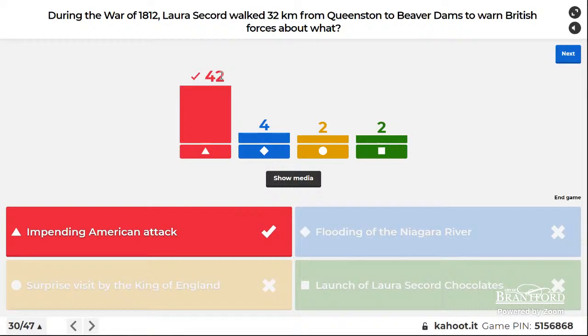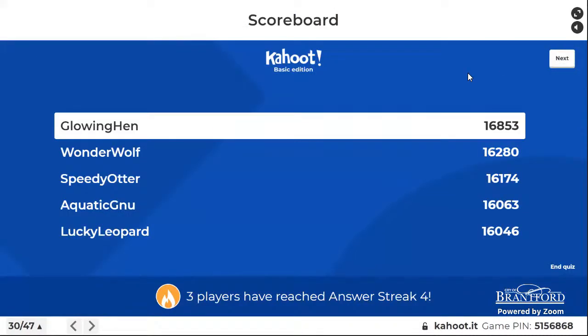Looks like 42 of you did get that one correct. Let's check out how the scores have changed, if they have. Looks like the top five did get that correctly. So Glowing Hen has maintained the lead with 17,610 points, followed not far behind by Wonder Wolf and Speedy Otter in third place.